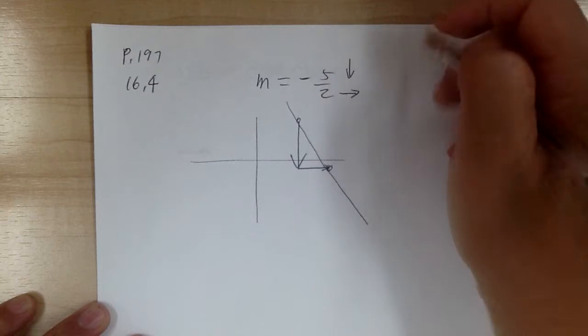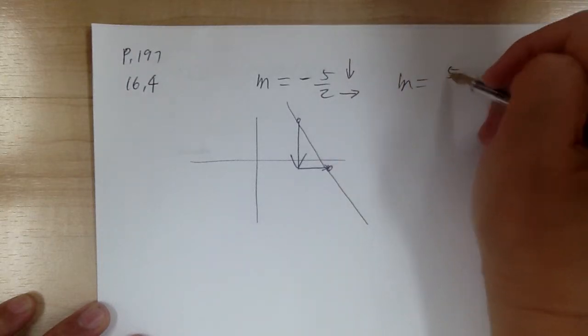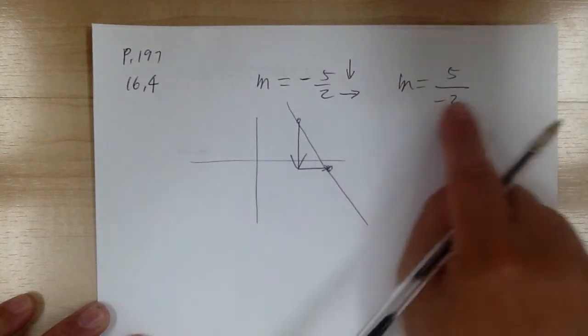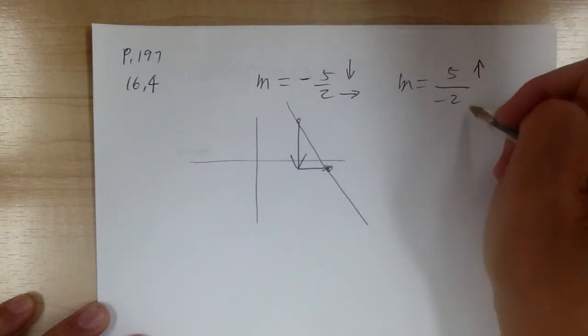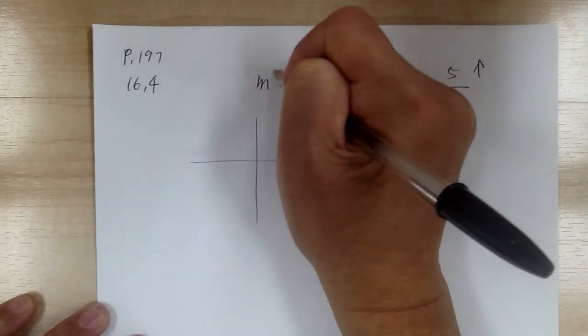Now what if you make the negative go on the top? If you have +5 over -2, they're the same, right? Well, what does that mean? It means you have to go up 5 and you have to go to the left 2. That means you go up 5 and you go over 2.